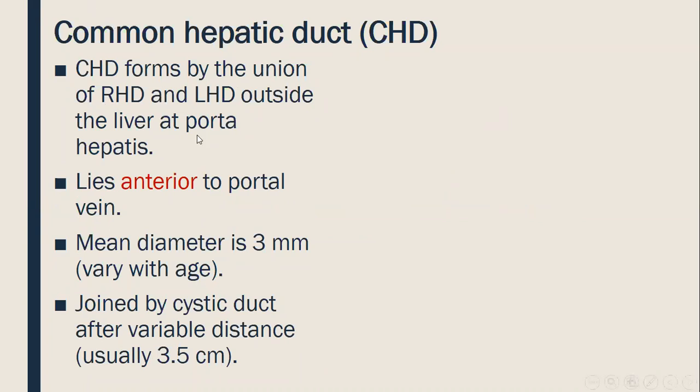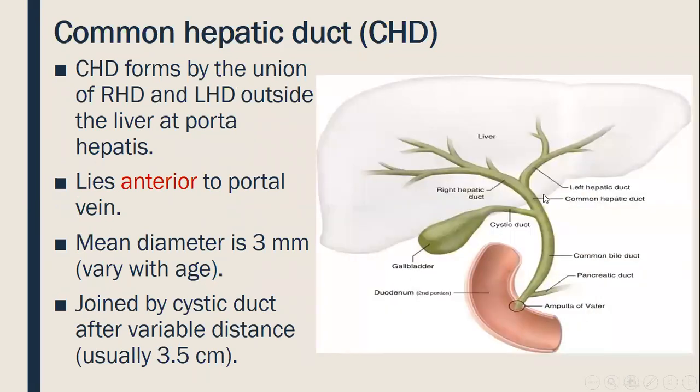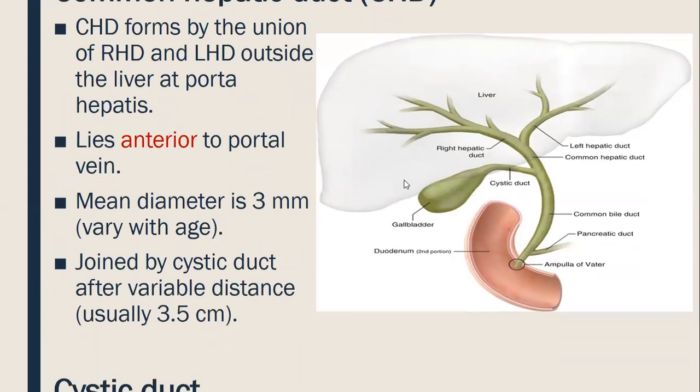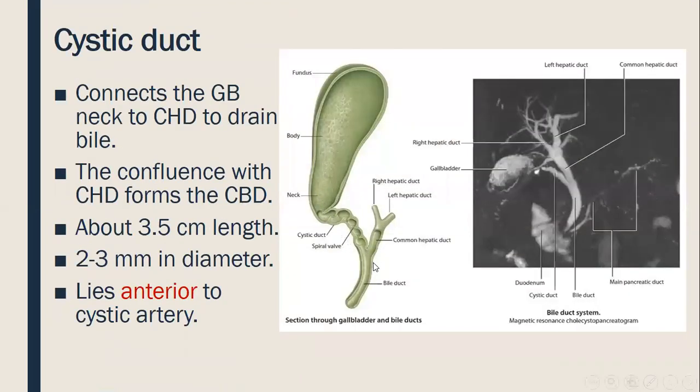The common hepatic duct, as we say, is formed by union of the right hepatic and left hepatic duct. It joins the cystic duct after a variable distance, usually about 3.5 cm. The cystic duct, which connects the gallbladder to the common hepatic duct, is usually 2 to 3 millimeter in diameter and 3.5 cm in length. It lies anterior, and this is the cystic duct.